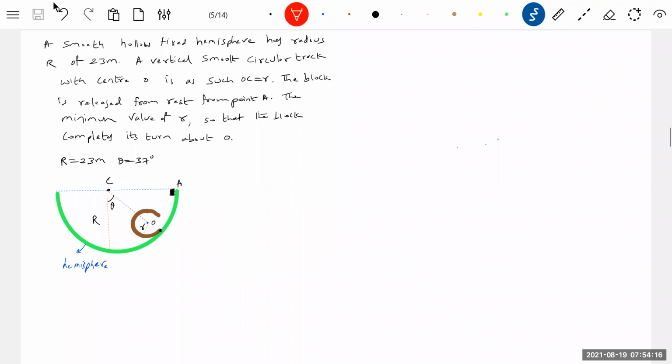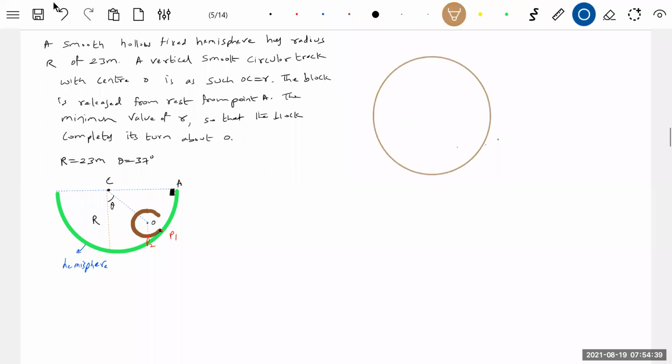Okay, there are 2 points we will take into the picture. One point P1, the other is P2. Theta is given 37 degrees. So let's have a, this is the circular track O. For O we are discussing this problem.